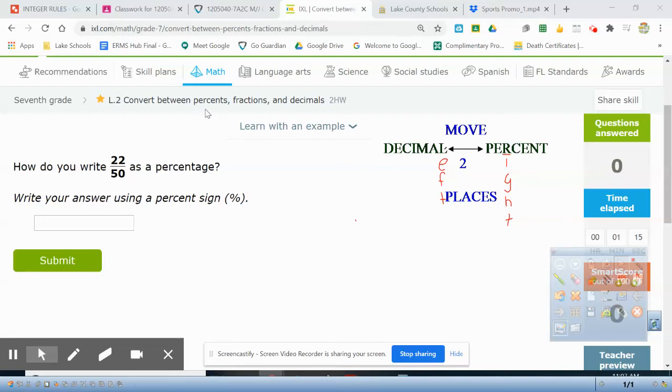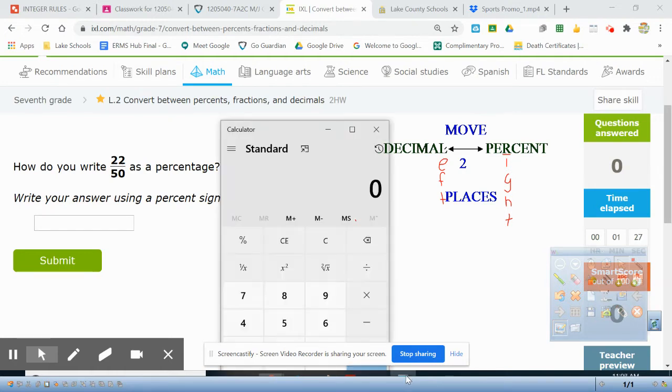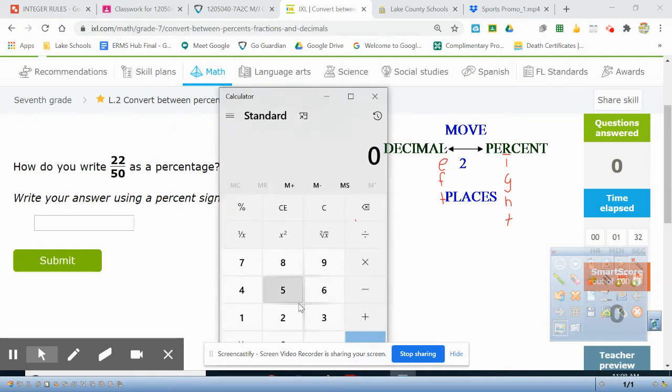All right, we need to make sure we can go from a percent to a fraction to a decimal and back and forth, okay? So if they give me a fraction, this line, the fraction line, means to divide. So what I would do is divide the top number, 22, divided by the bottom number, which is 50. So that's 0.44. Well, that's the decimal.